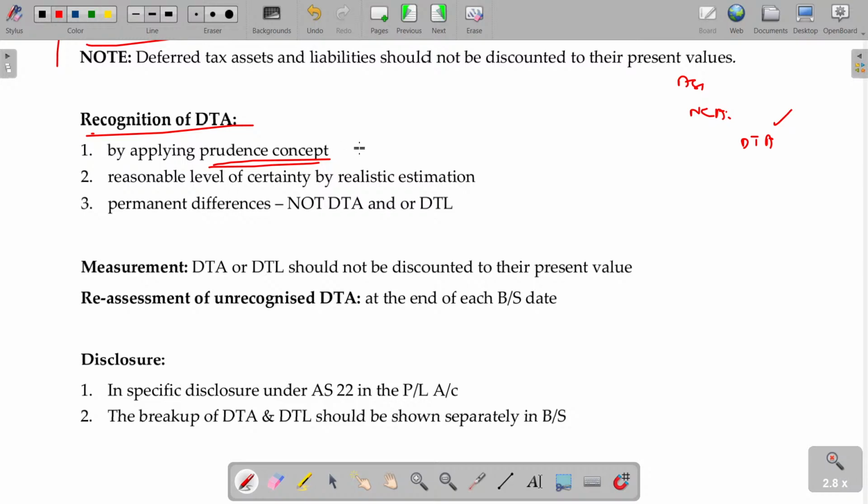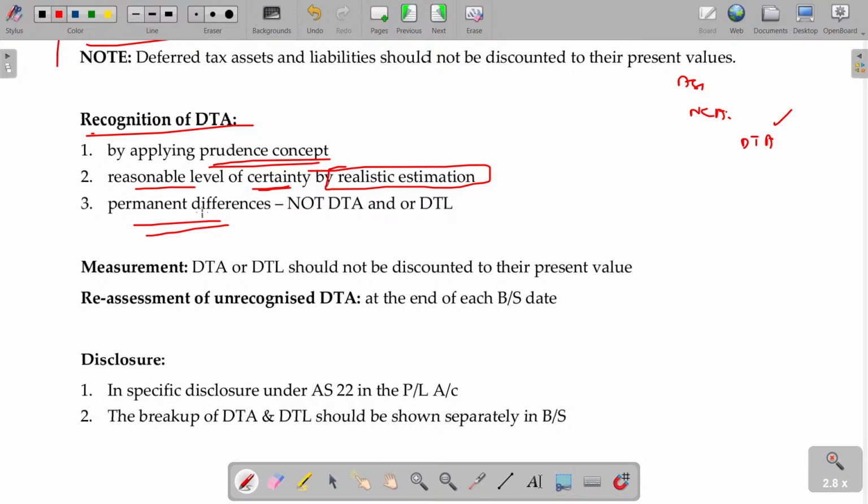Apply the prudence concept. It means a reasonable level of certainty by realistic estimation, and it must not be a permanent difference. If it is a permanent difference, it's not DTA. It is not an asset because you are not able to recover it. If the difference is recoverable, with guarantees, then there is DTA.